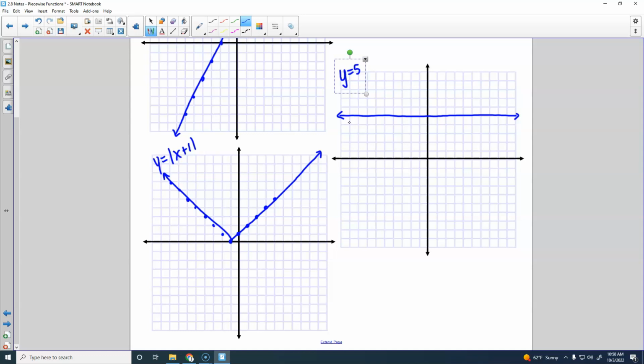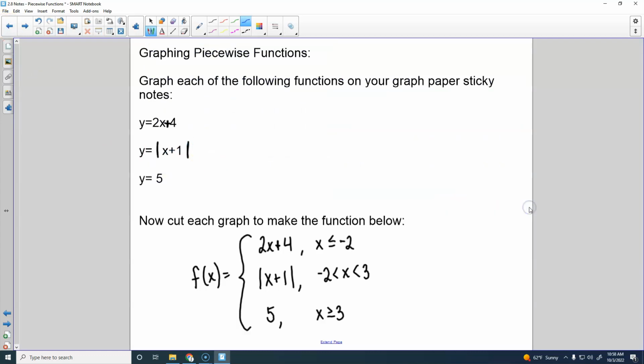Okay, so you're going to get your scissors that you're sharing with your partner. Okay, everybody quiet, so everybody's paying attention. Whenever we do a piecewise function, it is telling us that we are taking 2x plus 4, and we're only using the piece of that function that's below -2. Then we're going to use x plus 1, and we're only going to use the piece of that function that's in the middle there from -2 to +3. And then it's telling us we're going to take 5, and we're only using the piece that is above 3.